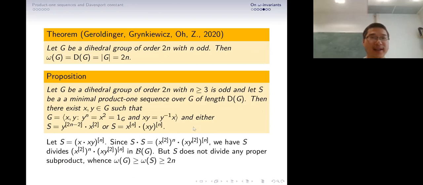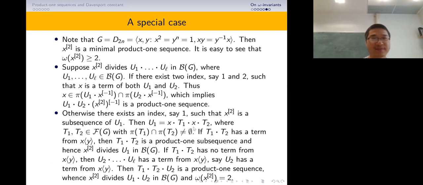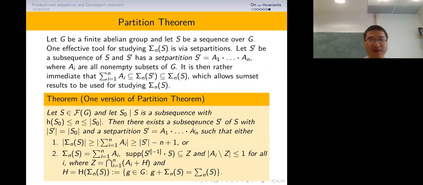And to show this theorem, we need a generalized partition theory. As the proof is very complicated, we did not give too many details, but we just show that we will use this partition theory. And here we use additive notation again. For a finite abelian group G and a sequence S over G, we want to study the sum set, which is the set of all sums of subsequences of length n.